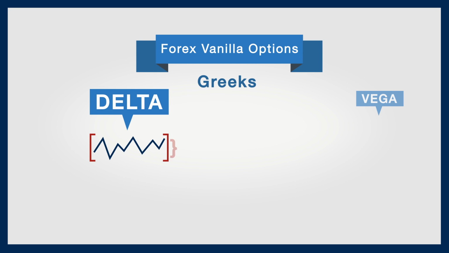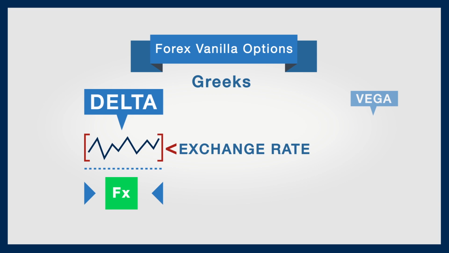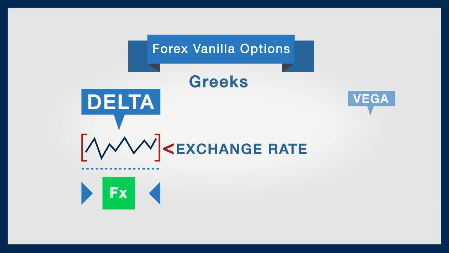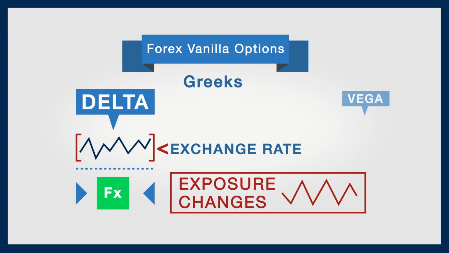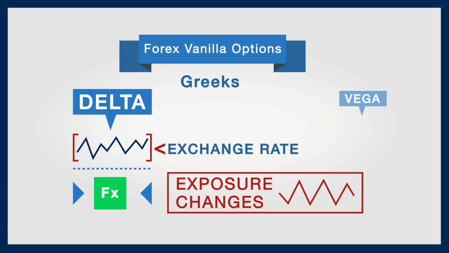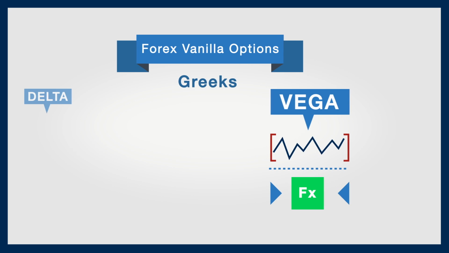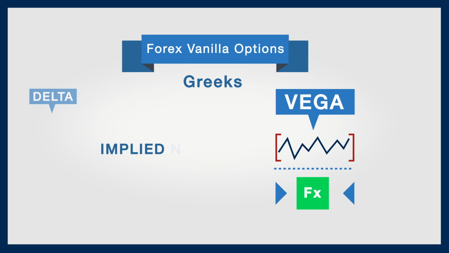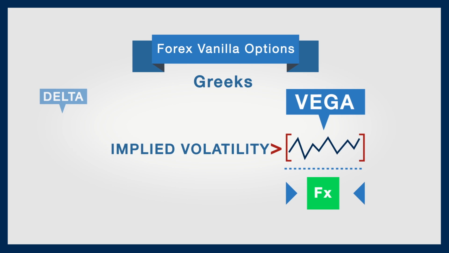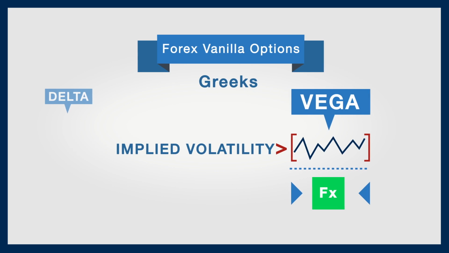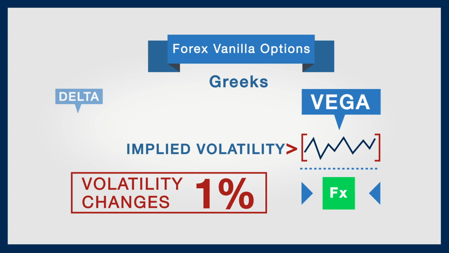Delta indicates an option sensitivity to the exchange rate of the underlying FX pair. It changes during the lifetime of an option. As a result, your exposure to the underlying FX pair when trading an option will change accordingly. Vega indicates the sensitivity to changes in implied volatility of the underlying FX pair. It indicates how much the value of an option contract changes by when the volatility changes by 1%.